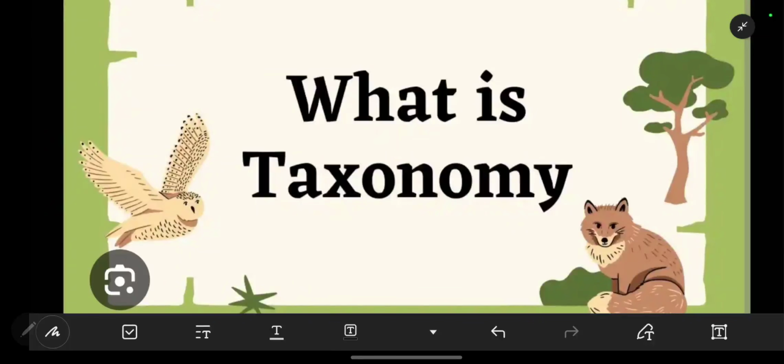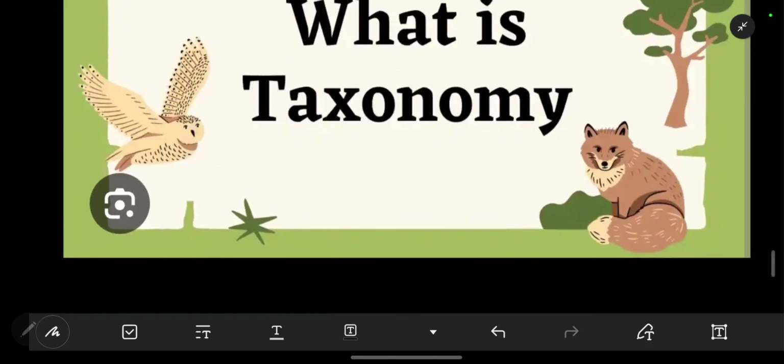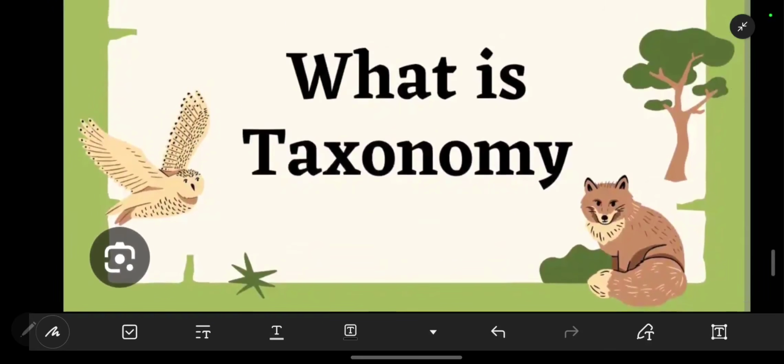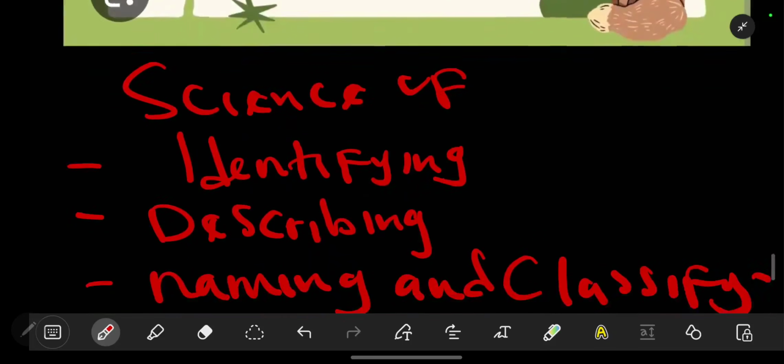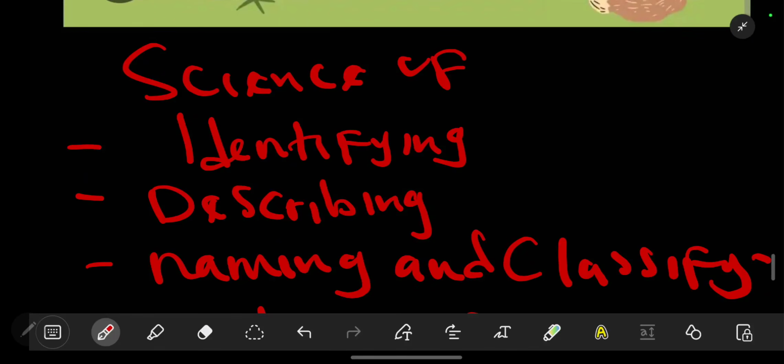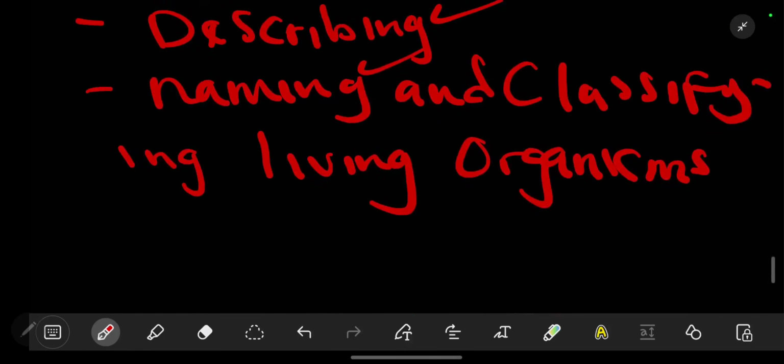So here today we are going to look at what is taxonomy. Taxonomy is the field of science that deals with identifying, describing, as well as naming, and at the end of the day classifying organisms. Let's write that definition. So it is the field of science that involves the identification, description, as well as naming and classifying of living organisms.